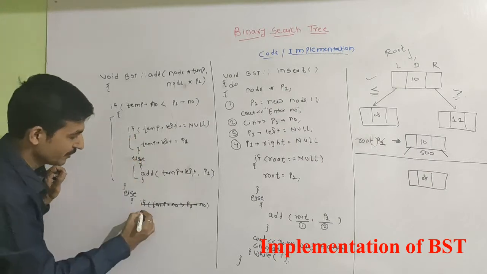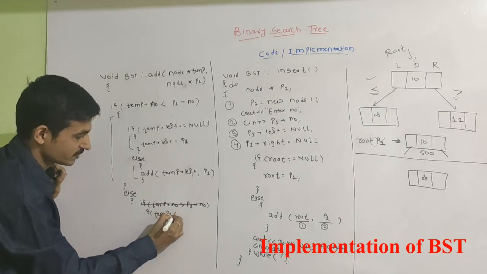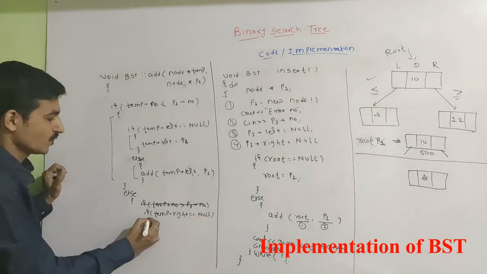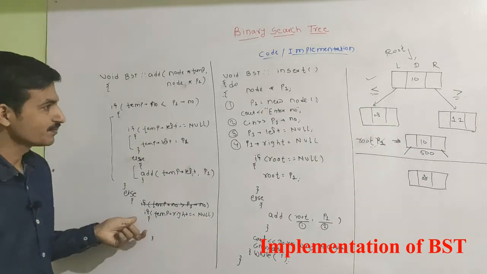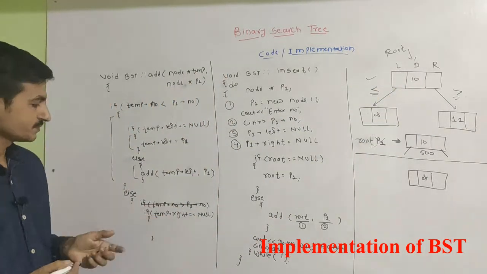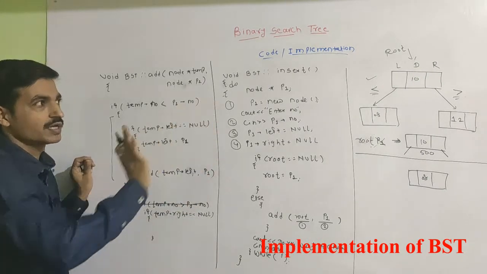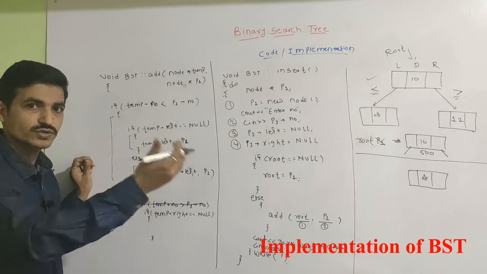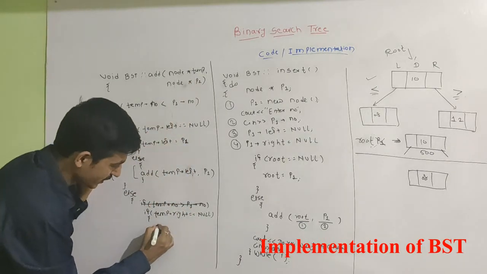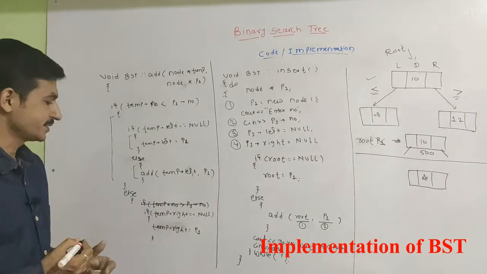In the else part, we will write if temp of right is equal to null. What does it mean? The temp of right is now null, only one node, the parent, is there and nothing in the right side. We will create a new node and that node we have to attach in the right side. So we will check whether temp of right is null. Yes, only one node in the binary search tree, so the right side is null, so this condition is true. Then we will add that new node in the right side. So we will write it is equal to P1. So that node will be inserted in the right side.